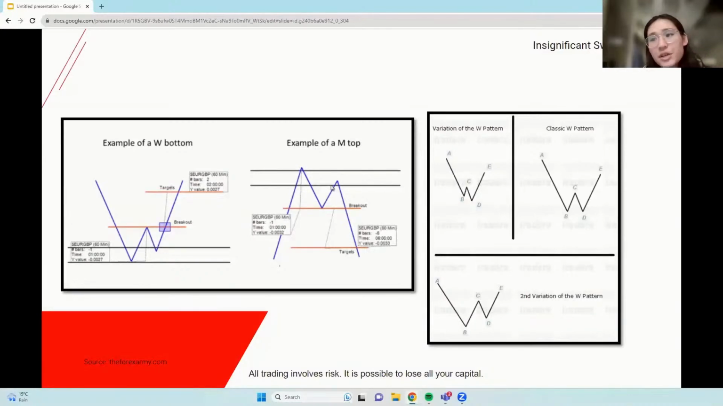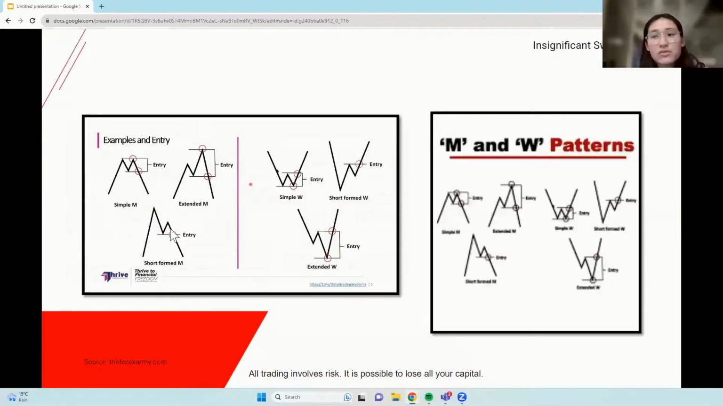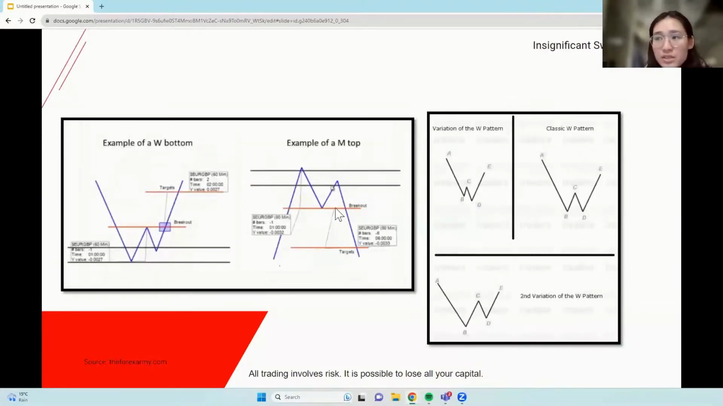If we look at an example of an M top, earlier we mentioned, if I go back, we're looking at the short form M, where the entry is only here. Same thing, the breakout is over here at the tip. So this is our entry, and we're going in for a sell towards our profit target over here.